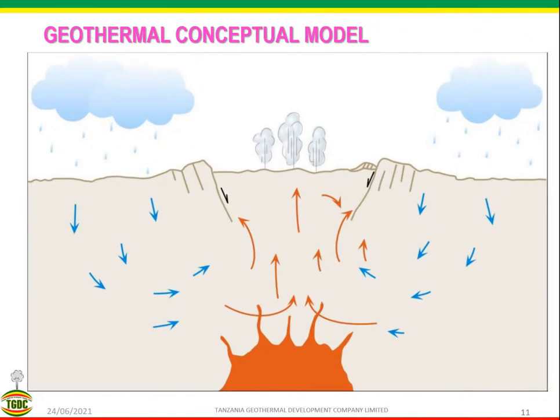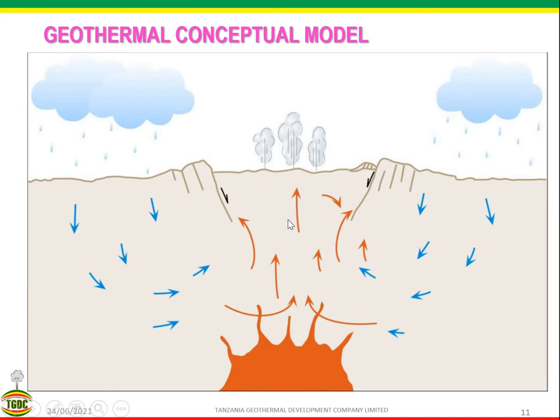And this is an example of the geothermal conceptual model. To explain a little bit, cold water resulting from rain tends to infiltrate and penetrate beneath the Earth's surface, where it comes into contact with the hot rock. Here is the hot rock. Then the cold water gets heated here, and after being heated, the water loses density, which forces it to come out on the Earth's surface.